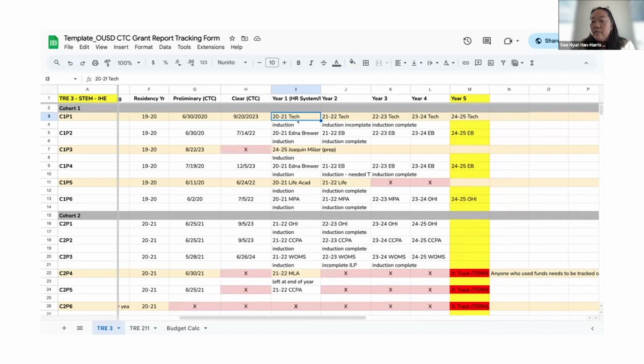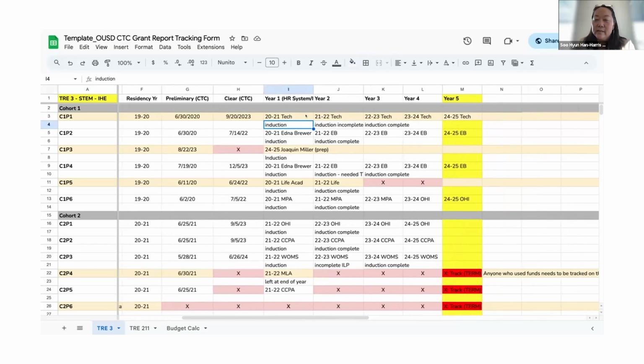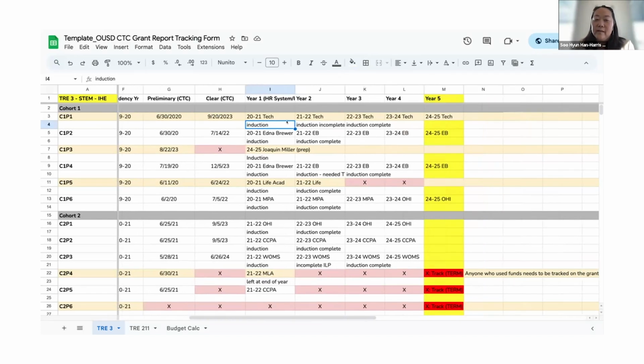And I also know from having spoken to my colleagues who run our induction program that this person was enrolled in induction in that same year, in the first year of their service year. So this is like the model example here. So here's somebody who went through the residency year, got their preliminary at the conclusion of that year, and then went and enrolled in induction right away, got a position.